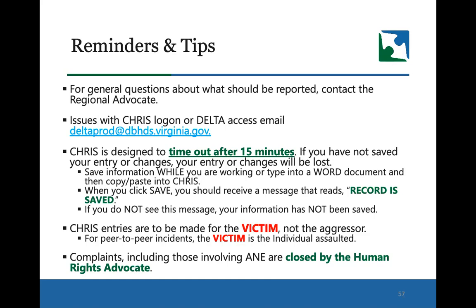If there are issues with CRIS login or Delta access, then you can certainly email deltaprod@dbhds.virginia.gov. Again, we recommend emailing as it is the easiest way, quickest way to get in contact with Delta Production, and this also provides you a paper trail of any requests that you may make.